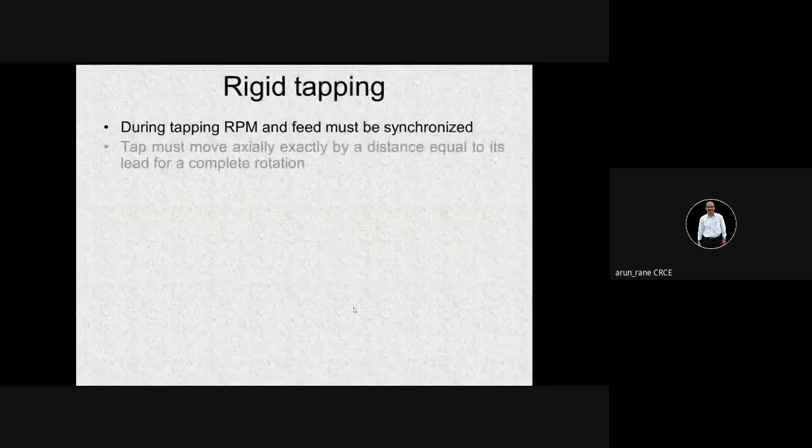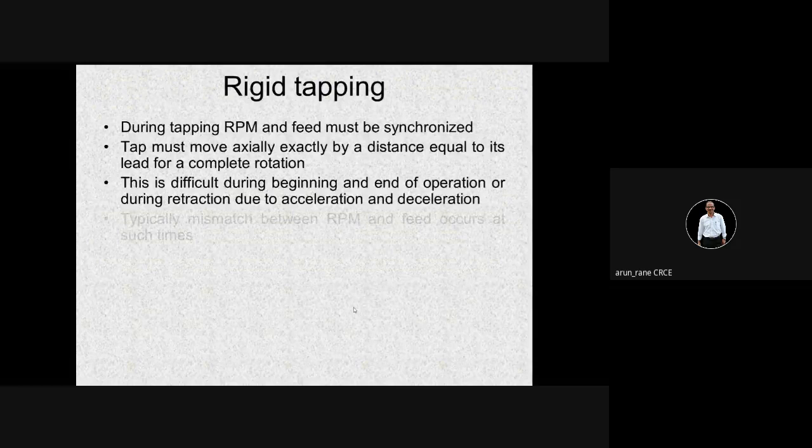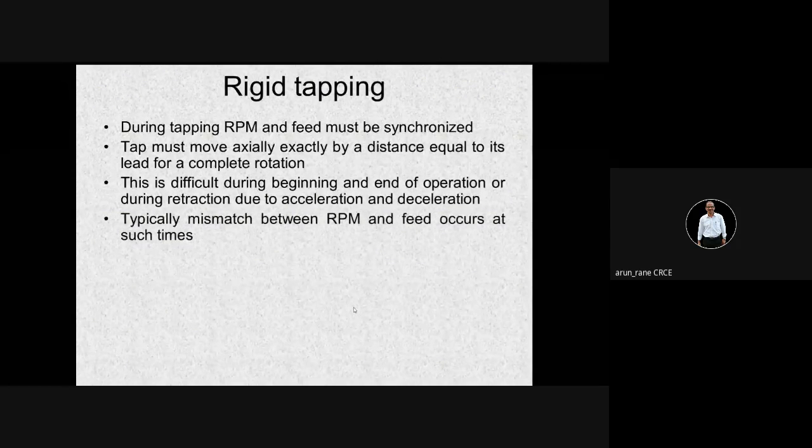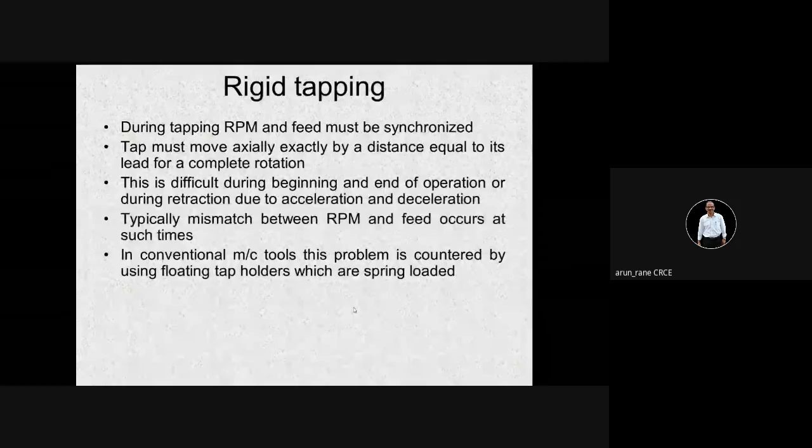These are some special features, that is rigid tapping, which means you can do tapping on the machine with the help of the tapping attachment. I'm talking about tapping on the CNC machine automatically. See, generally when you are doing tapping manually, you get a feel. If something goes wrong, you can stop.